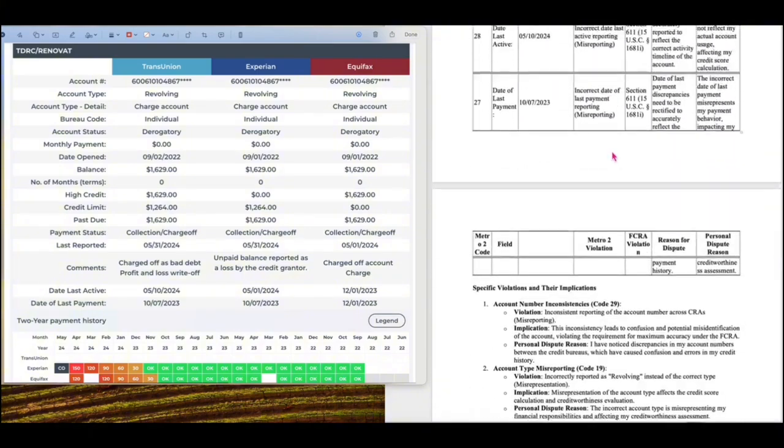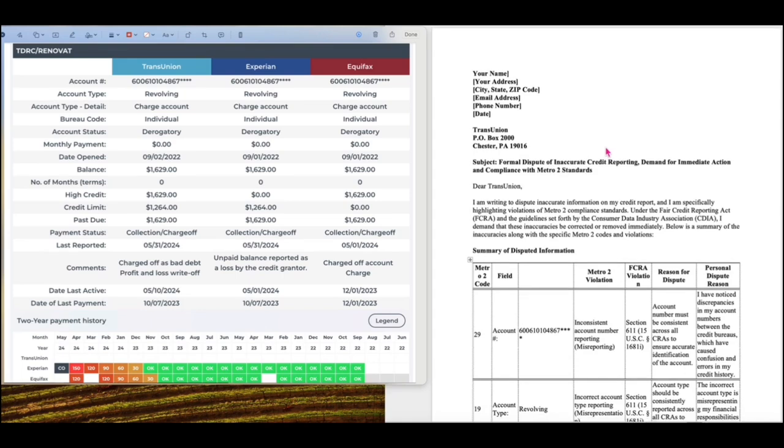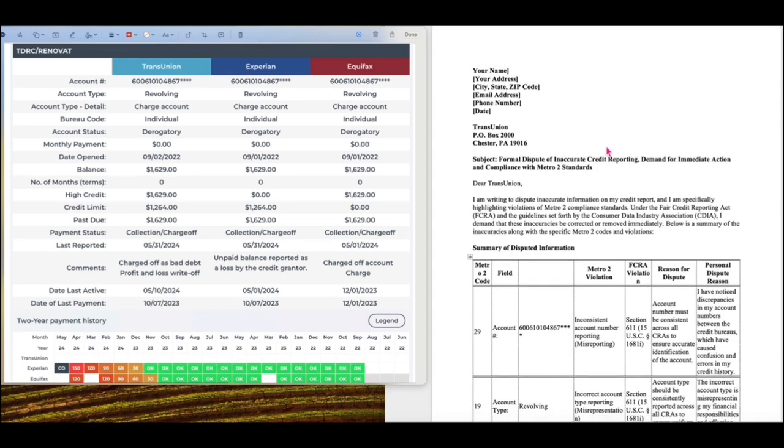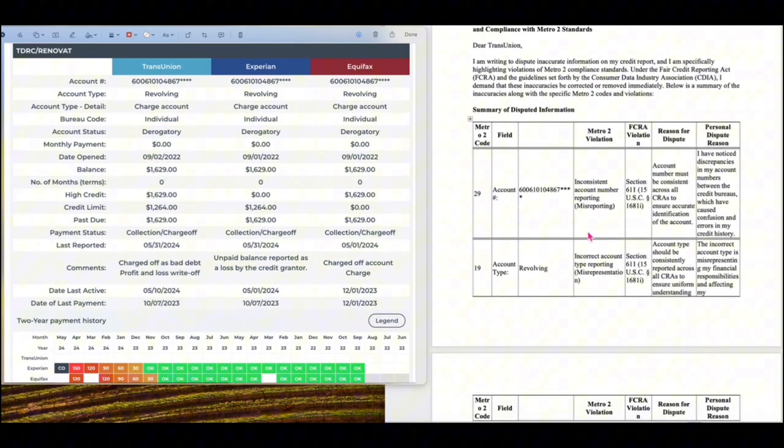So anyway, I'm just going to show you guys how I highlight the Metro 2 coding discrepancies along with the Fair Credit Reporting Act when I'm isolating an account that I'm disputing, meaning I'm disputing one account with one credit bureau on one dispute letter. This is how I dispute every single field at the same time.